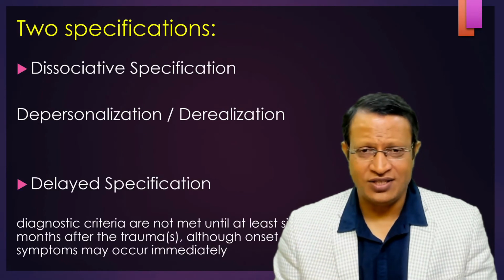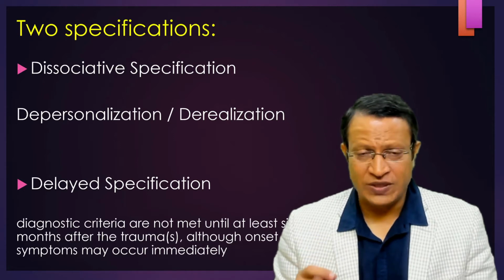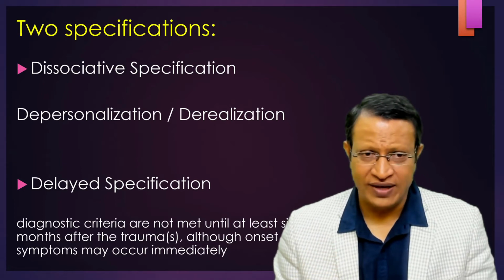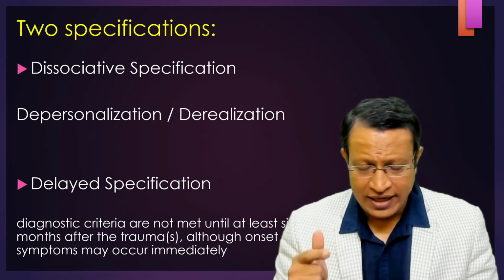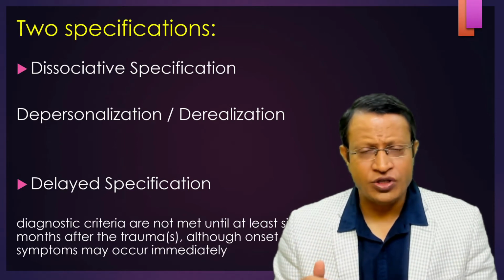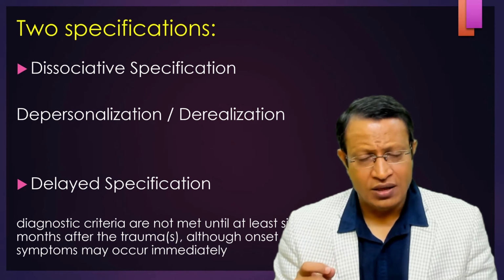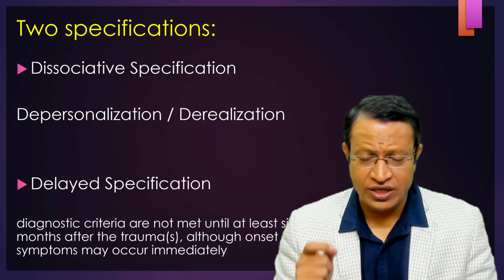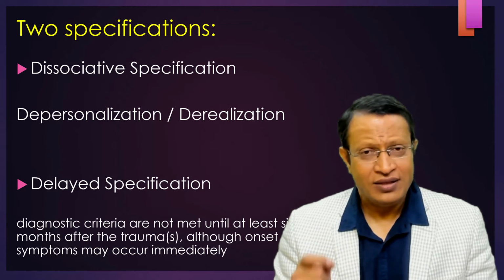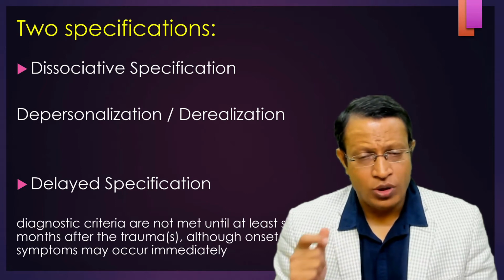That is very essential. And there are two specifiers, that is core specifiers. One is with dissociative symptoms, or else with delayed expression. Dissociative specification means a person with PTSD having depersonalization and derealization dissociative symptoms. If they are there, that means he may have a poor prognosis.